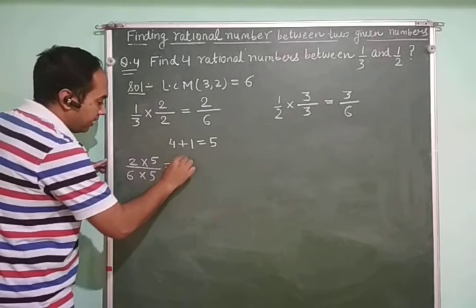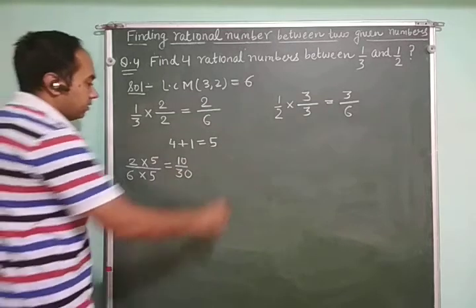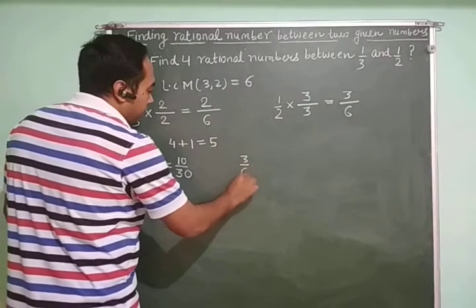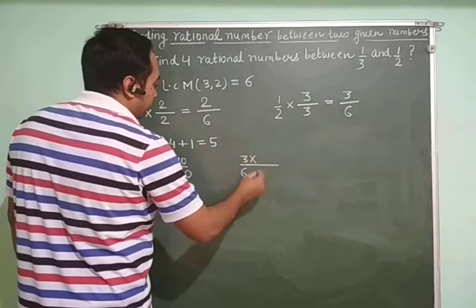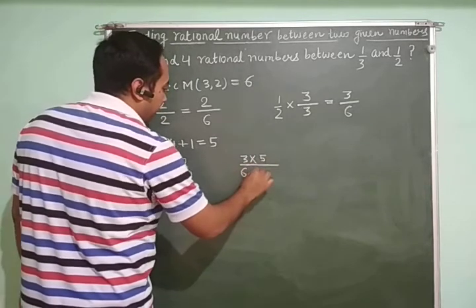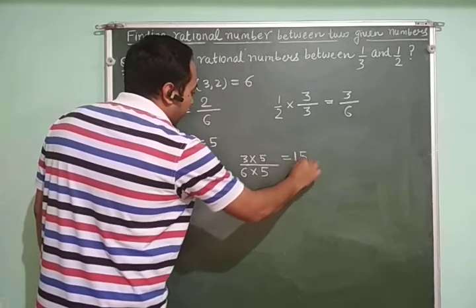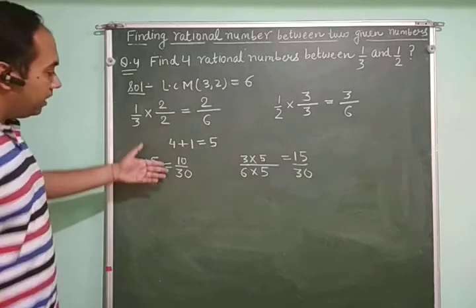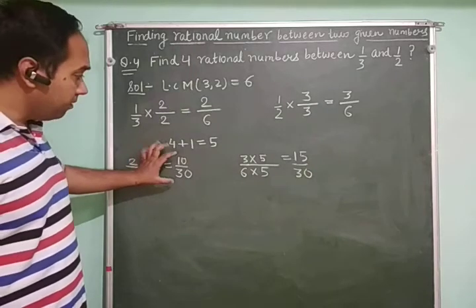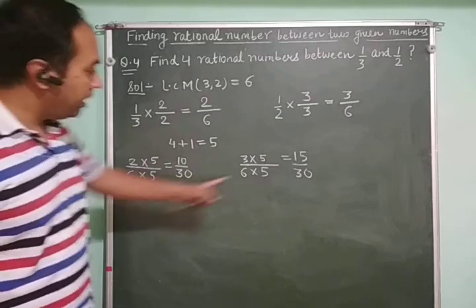So 2 5s are 10, 6 5s are 30. In the same manner, the other rational 3 upon 6 will be multiplied by 5 in the numerator as well as in the denominator. This will give us 15 and 6 5s are 30. Now we can easily find 4 rational numbers between 10 upon 30 and 15 upon 30.